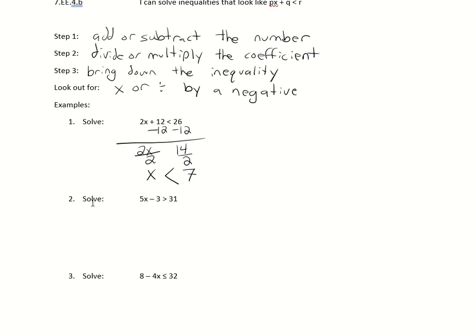So we are going to just bring down this less than sign. Okay, our next one, 5x minus 3 is greater than 31. I would like to add or subtract the number 3 here. So this is a minus 3. I'm going to do the opposite and add 3. If I do it to one side, I'm going to make sure to do it to both sides.